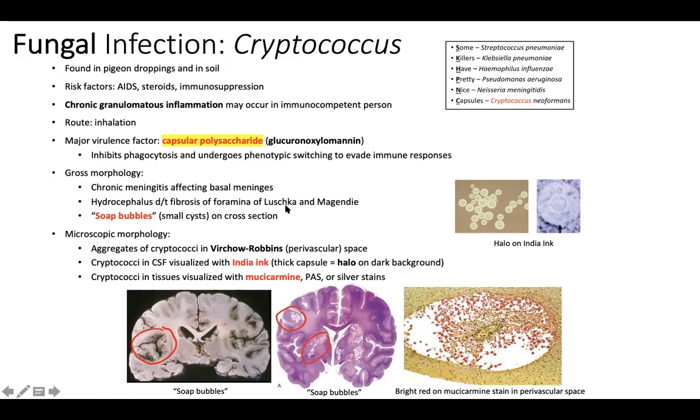So it is visualized with India ink and then also mucicarmine stains. And it's also aggregating in the Virchow-Robin space. So that space right around the vessel itself.